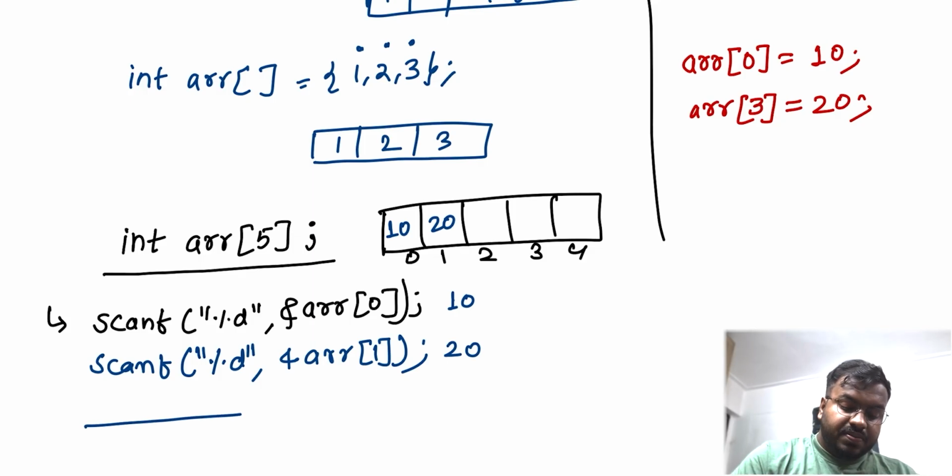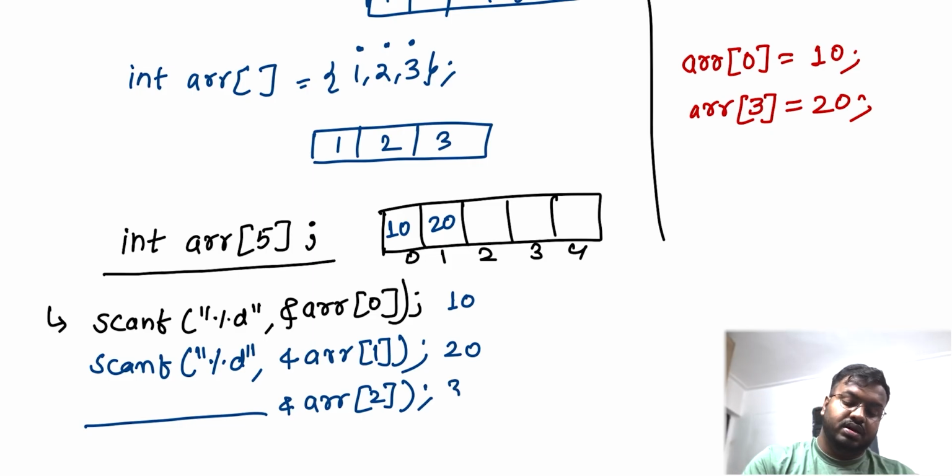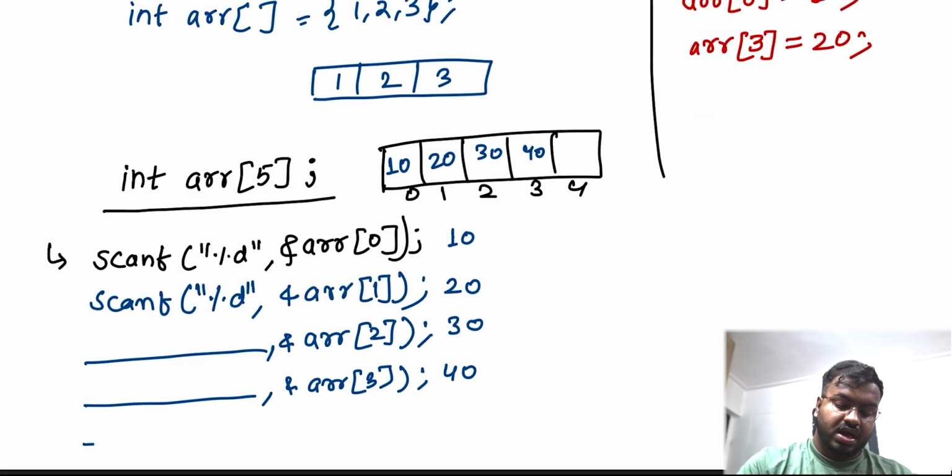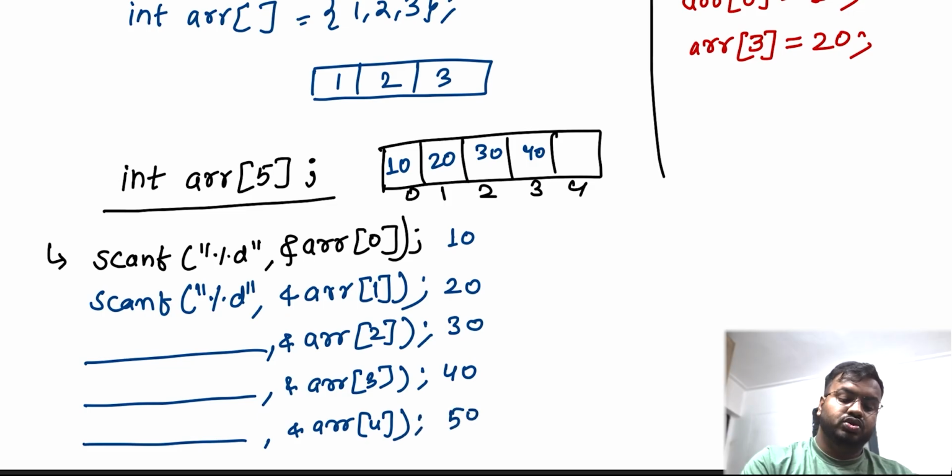In the same way, if you want to store the next element, you can use array of 2, and you can assign a value to the second index. In the same way, on the third index, if I want to store a number, I will write ampersand array of 3. So 40 will be stored in this particular scenario. And in the same way, I can assign index number 4 also with a value. Let's suppose 50 is here. So in this way you can assign values to your arrays.